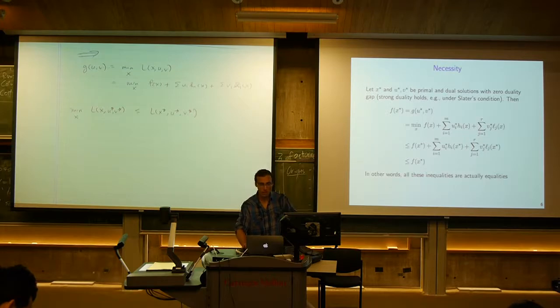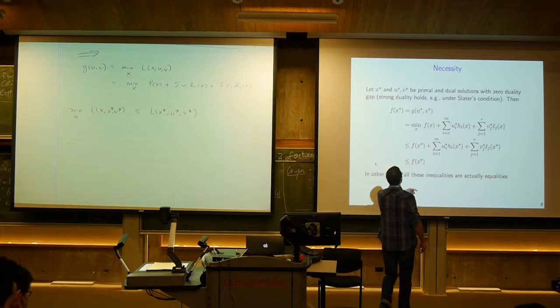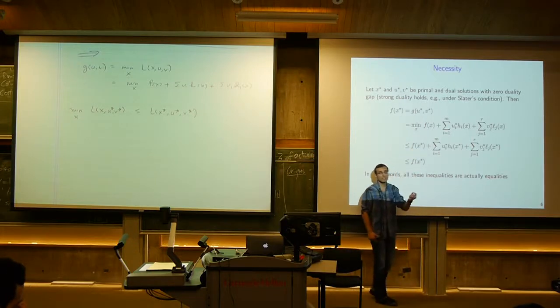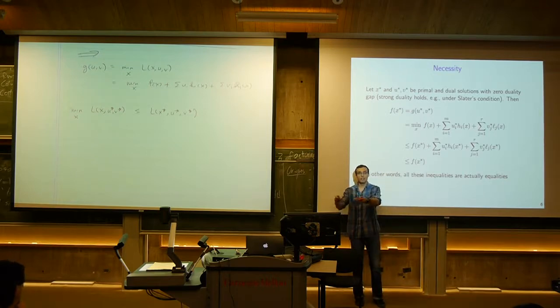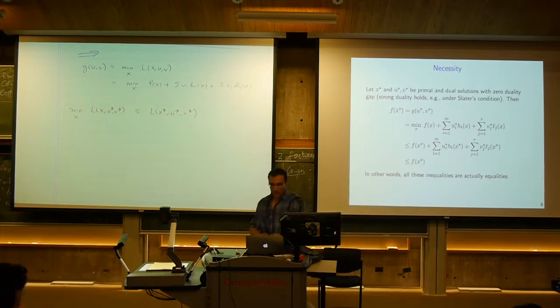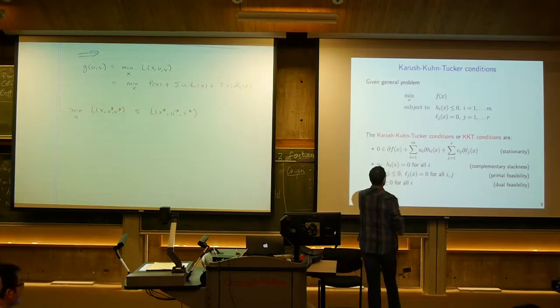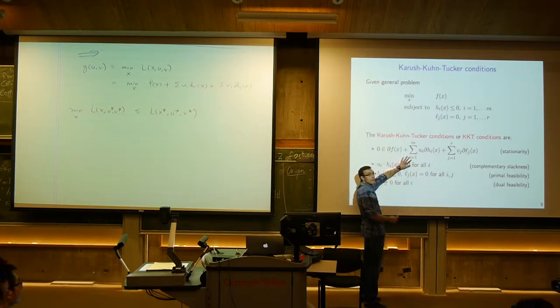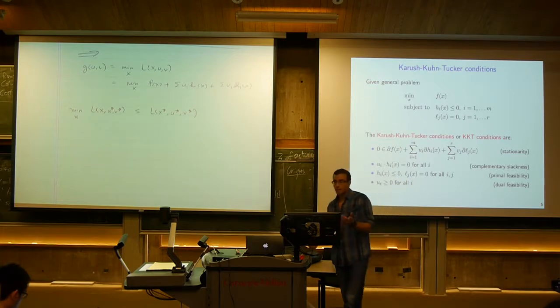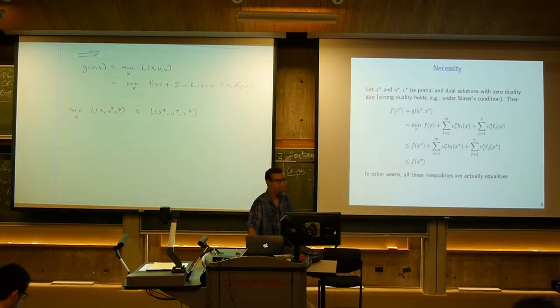Okay, so let's now look at the implications of the fact that these must all be equalities. I'll say it in words first. The first thing, we can see that the fact that this is equal to the minimum tells us that x star must minimize the Lagrangian at the point u star, v star. That's exactly stationarity, right? The fact that we have an equality here means that x star achieves the minimum over all x of the Lagrangian at u star, v star. That tells us that the stationarity condition must hold, right? I take a subgradient of the Lagrangian with respect to x, that must have 0 in it. Okay, that's just subgradient optimality applied to the fact that x star minimizes the Lagrangian.